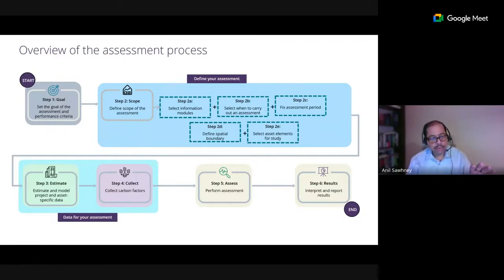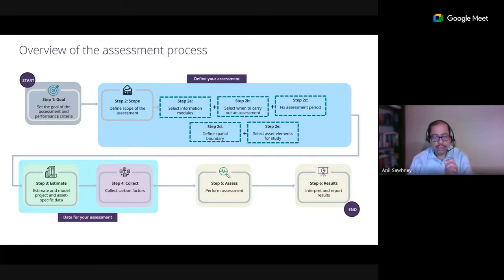Step two is very important. This is where you define your assessment. This is called step two, scope. This is where you're going to define the scope of your assessment. The scope is defined by using 5 dimensions. Step 2A, you saw the information modules, right? So you select which information modules are applicable to your assessment.